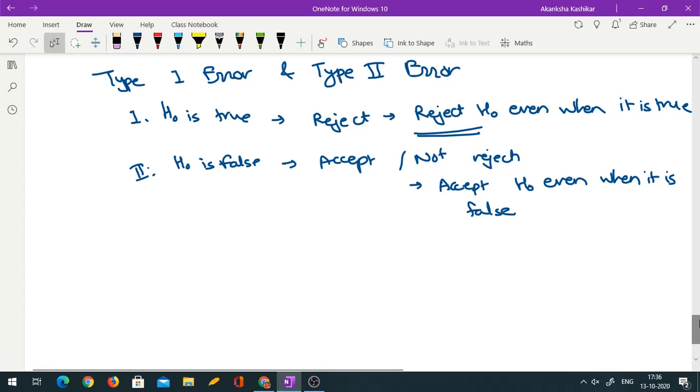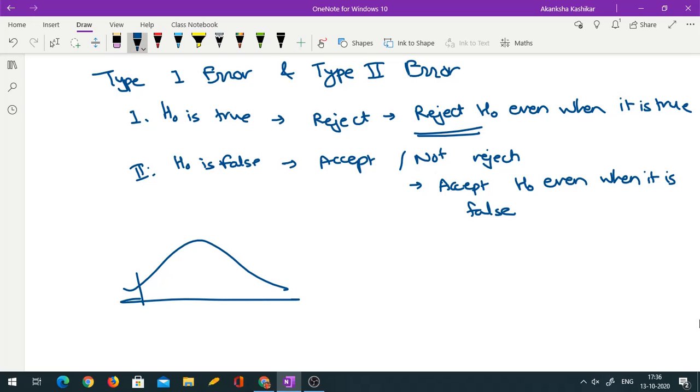1 error, so reject H0 when it is true, it means you are trying to avoid unnecessary rejections. So you try to decrease the probability of rejections, or you try to reduce the size of the rejection region. Now what happens is, because of that, the size of the acceptance region increases. So sometimes you end up accepting even when you don't want to accept, and hence type 2 error increases if you try to reduce type 1 error. And it is vice versa. So if you try to reduce type 2 error too much, then type 1 error also increases.